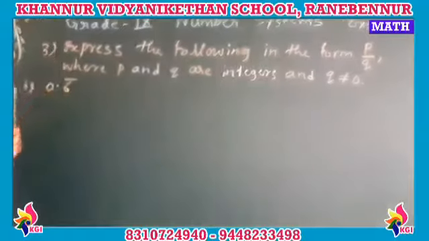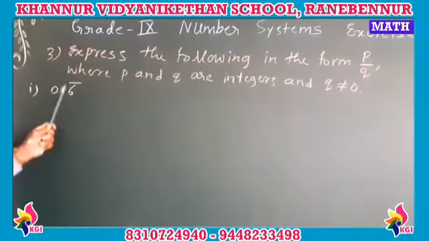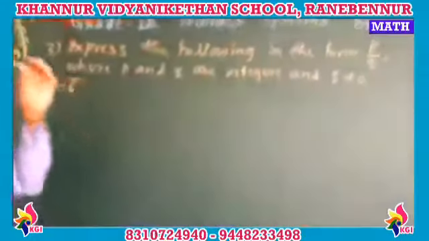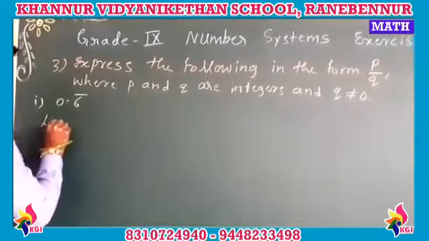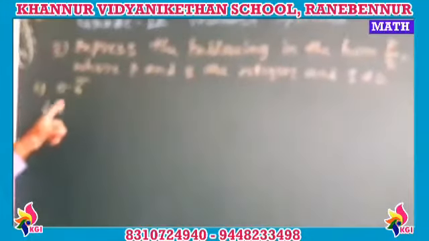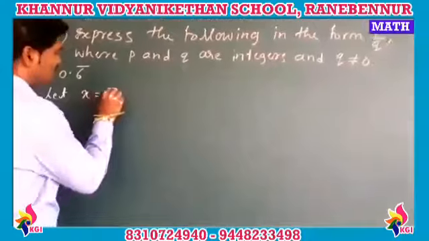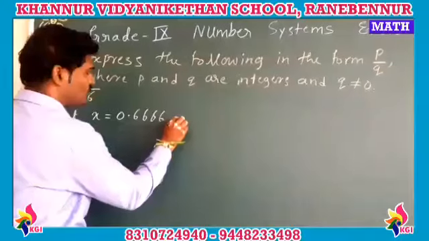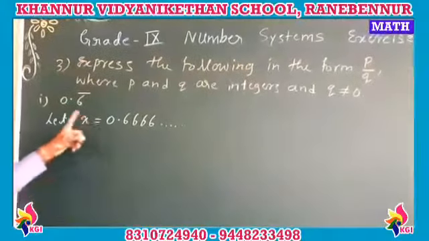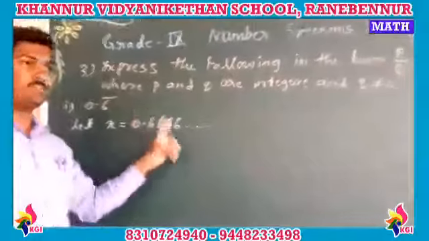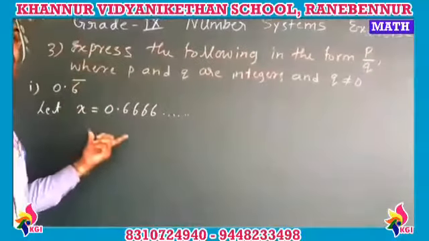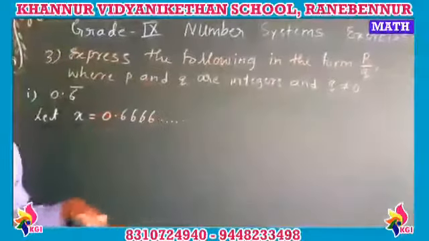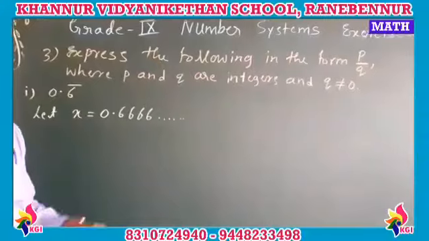The first question is 0.6 bar, correct? In this 0.6 bar, let us assume x is equal to 0.6 bar. This 6 bar refers to 6, 6, 6, 6 and so on, correct? Yes, children, you have learned this, no? When you represent such a decimal expansion, which kind of number is it? A recurring decimal. This is to be made in the form of P by Q. That is the question.